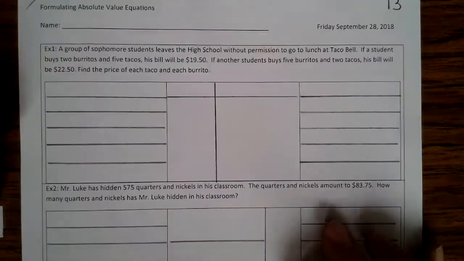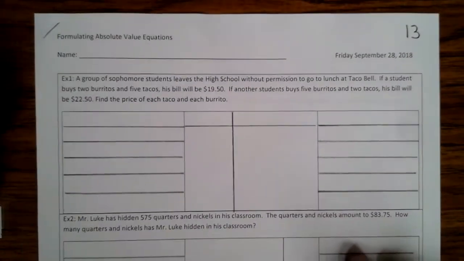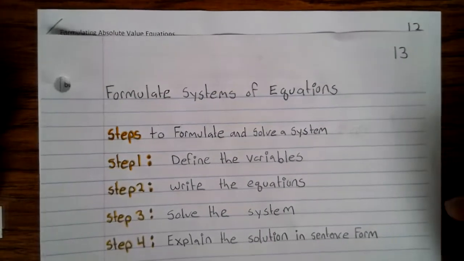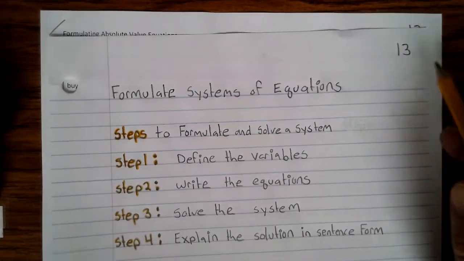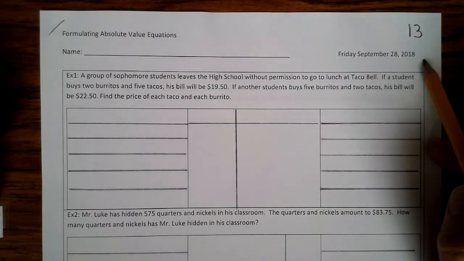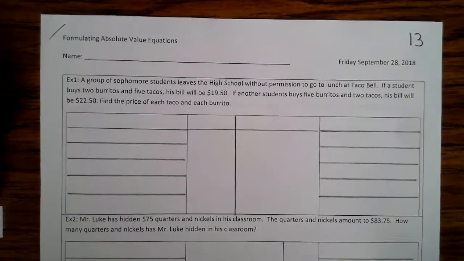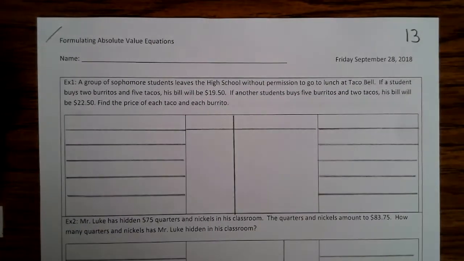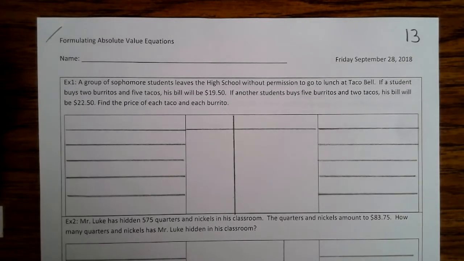Let's look at the examples. Now, remember, this is going to be in your journal monitor on page 13. All right, example 1. A group of sophomore students leave the high school without permission to go to lunch at Taco Bell. If a student buys 2 burritos and 5 tacos, the bill will be $19.50. If another student buys 5 burritos and 2 tacos, his bill will be $22.50. Find the price of each taco and each burrito.